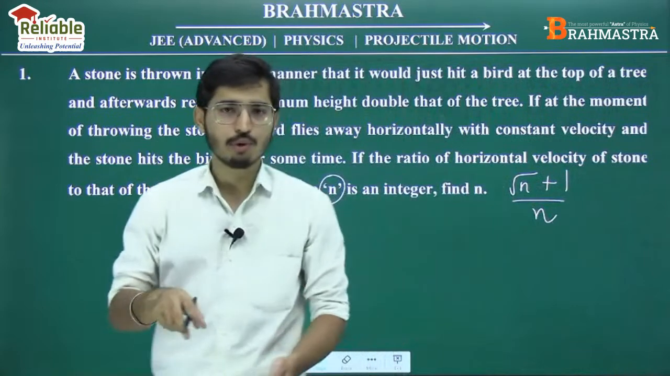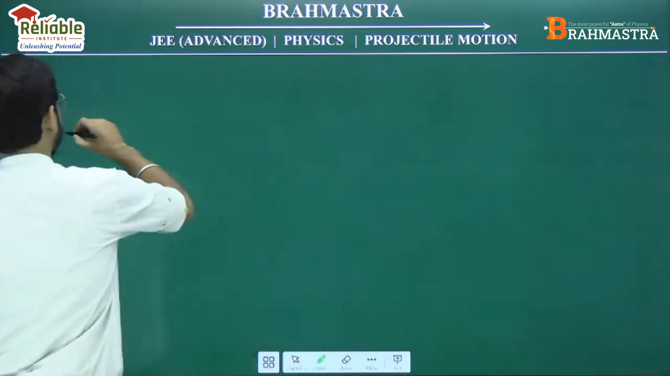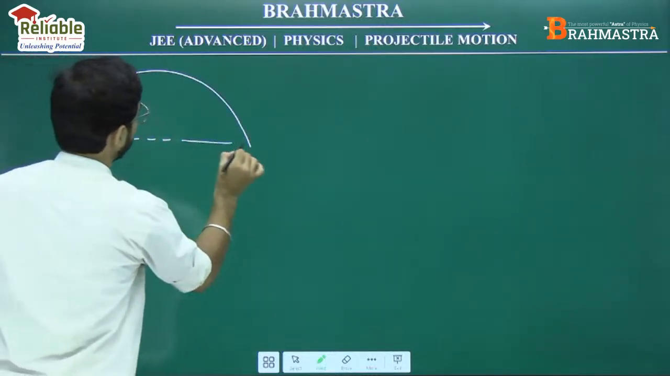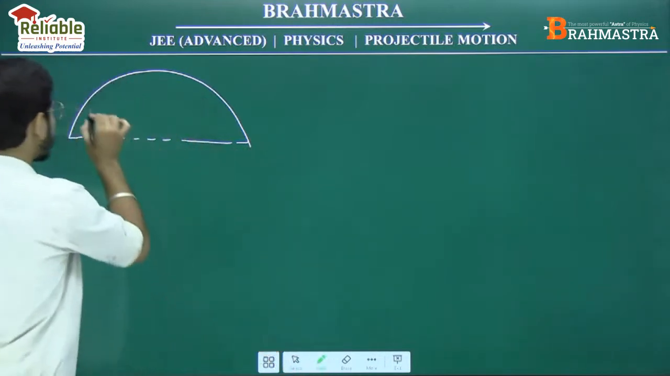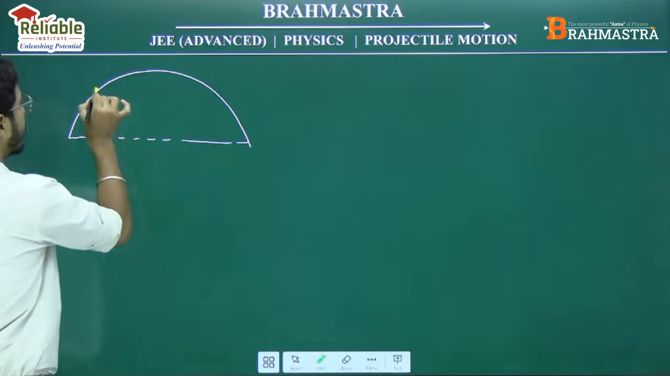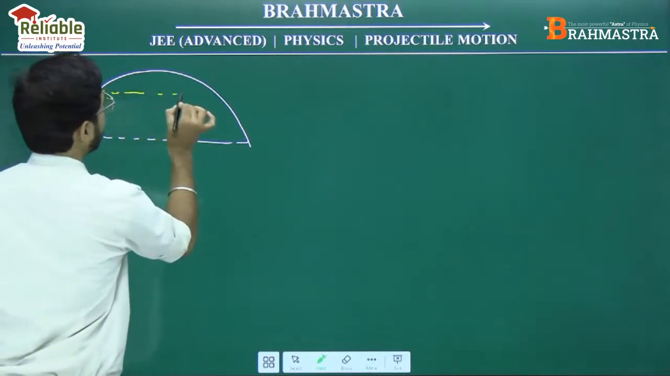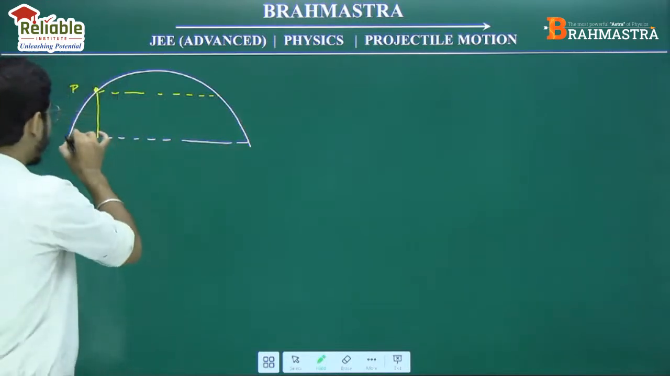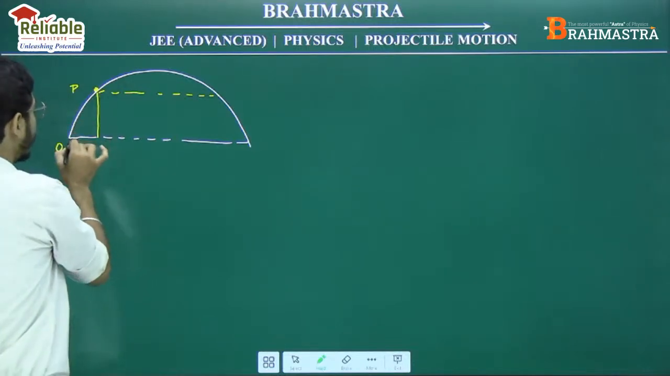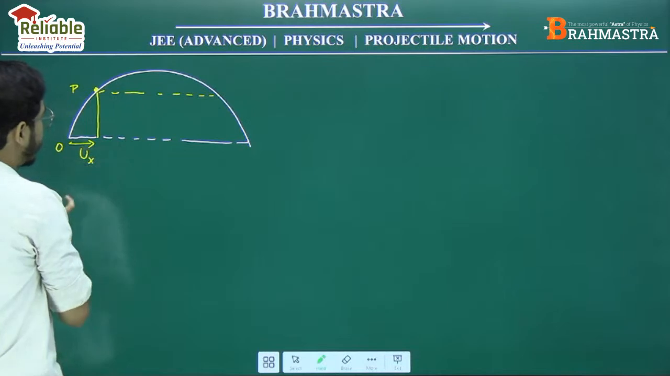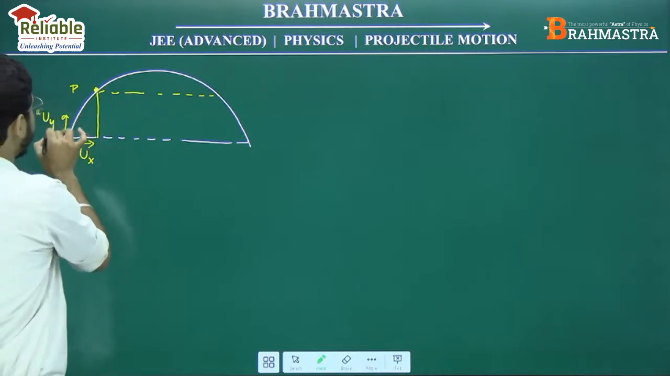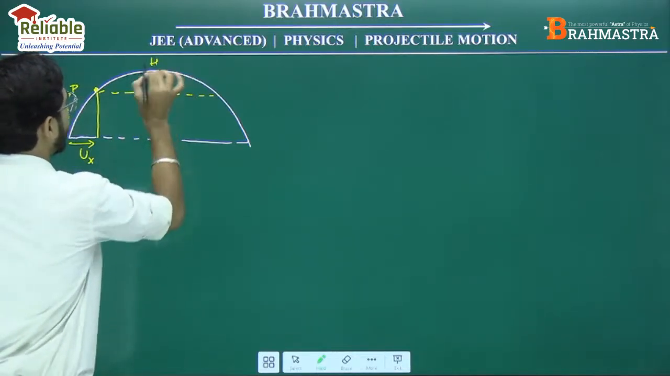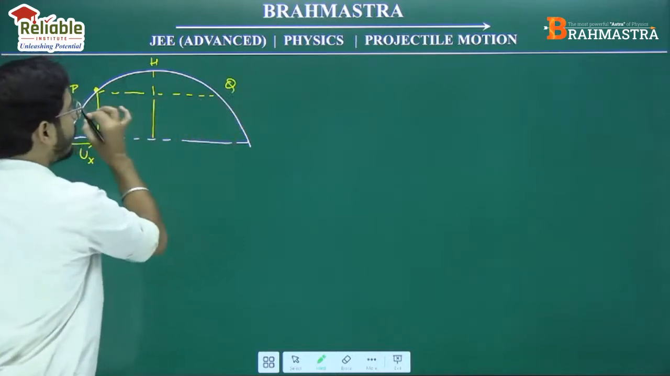So let me decode the question for you. Okay, so basically this is our projectile, and we have got a tree. Suppose this is our tree and there is the bird. The bird is basically flying horizontally. Let's call the bird is at a point P and we are throwing the projectile from a point O. The projectile must have a horizontal velocity and some vertical velocity uy. Now this is our maximum height, capital H, and the bird travels from P to Q.